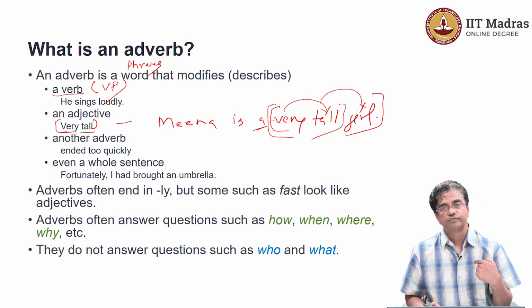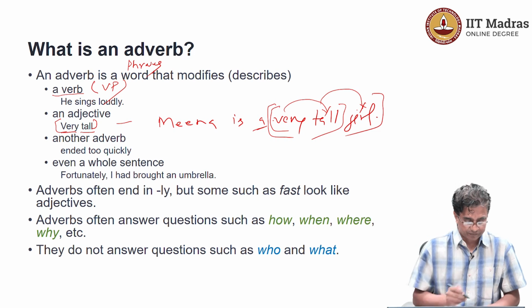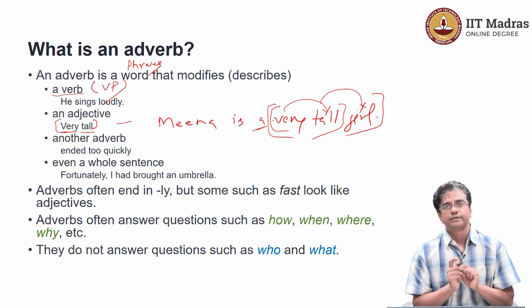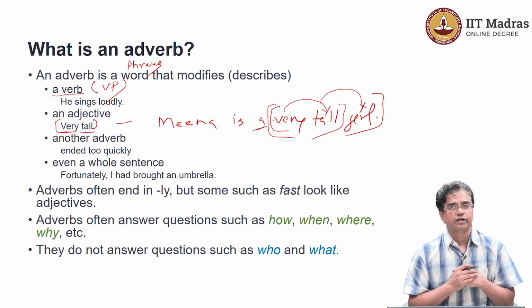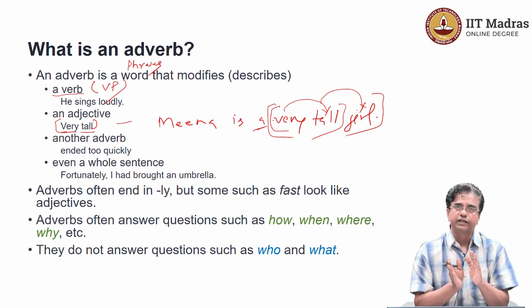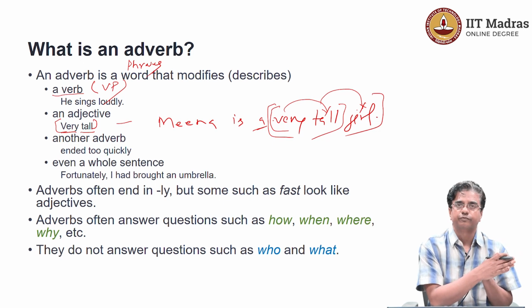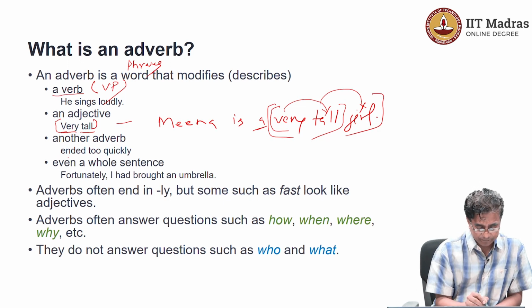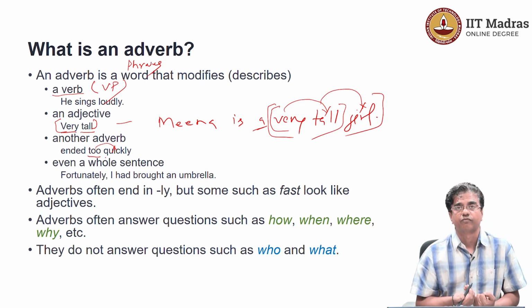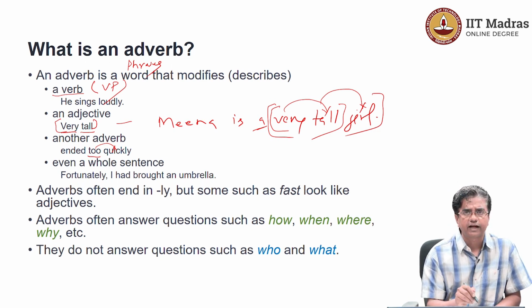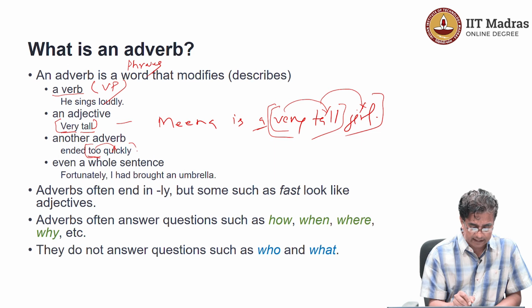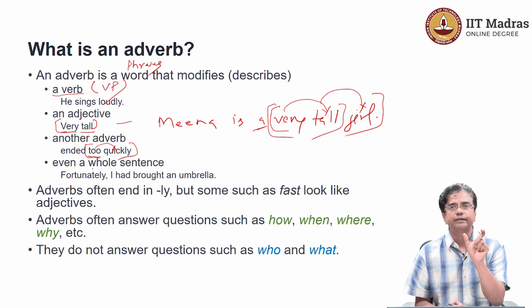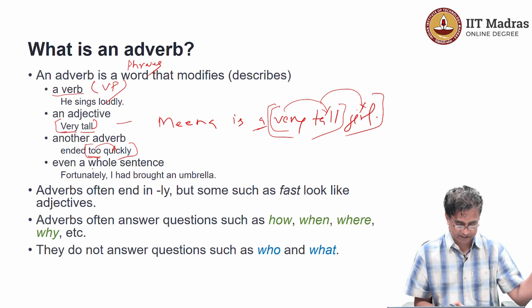Sometimes we say they do modify another adverb. I have shown you the examples that it appears that they modify another adverb, but eventually they are all adjoined to the verb phrase and they modify the verb phrase alone. So, ended too quickly. Here the word too is modifying quickly, which is clearly an adverb, but this is a modifier to the adverb, and once they come together they become one adverb to the verb phrase.